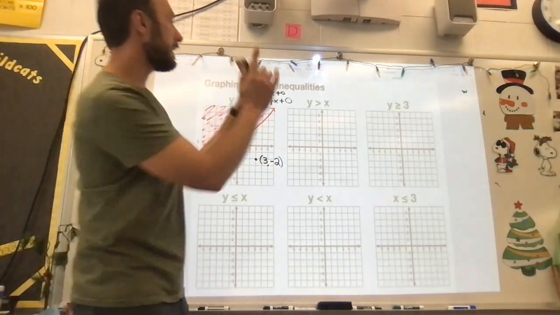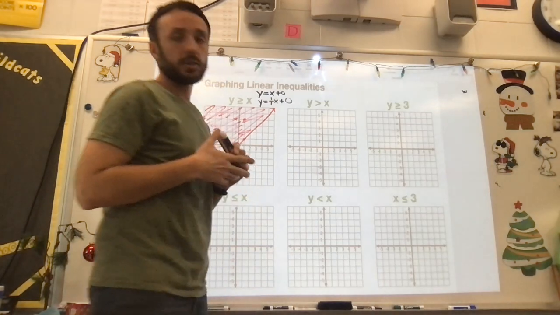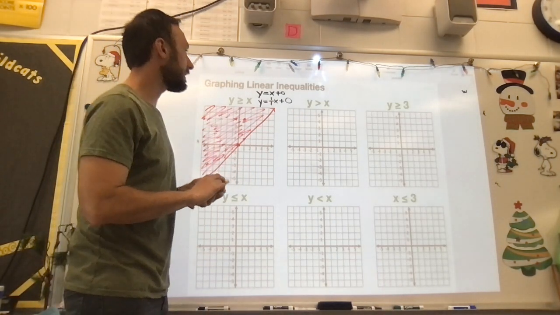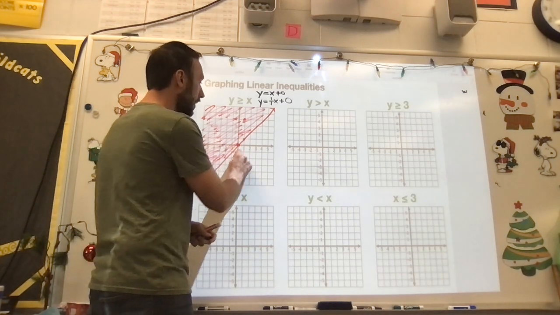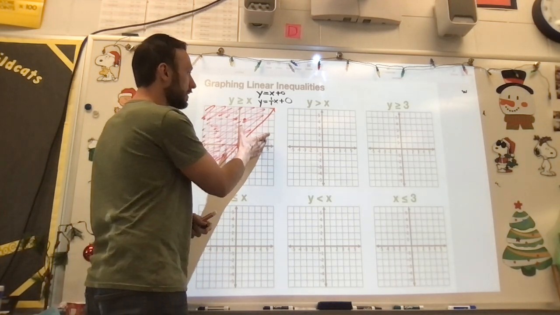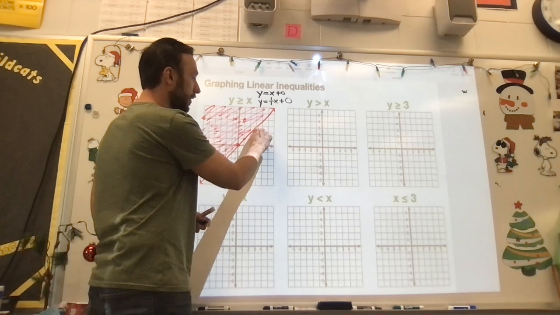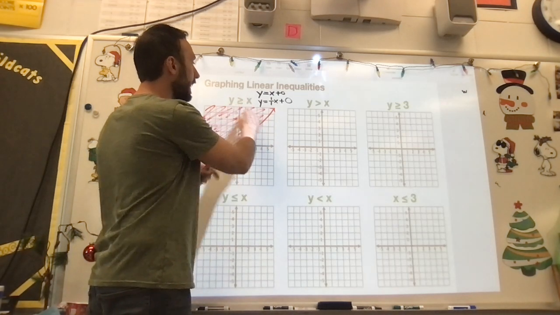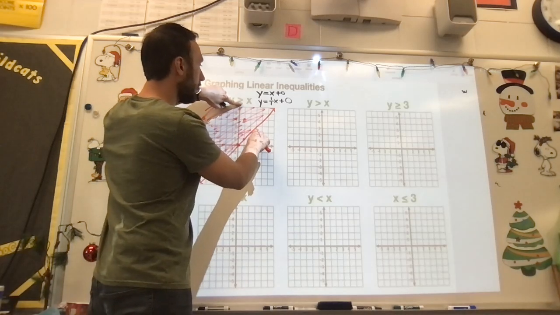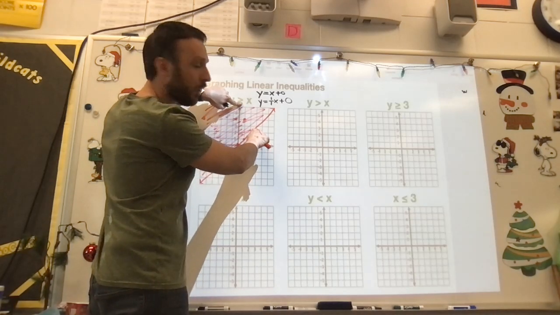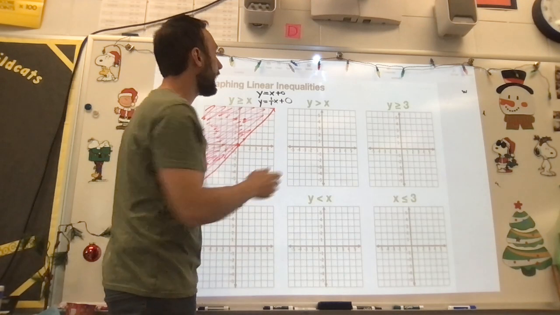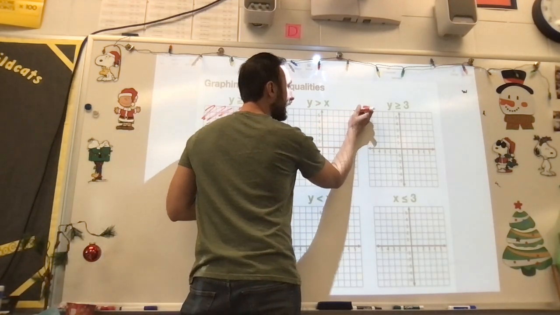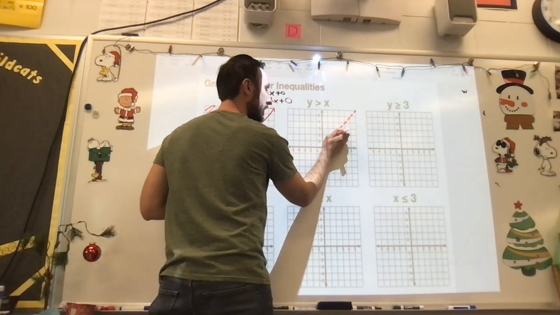Let's move on to the next one, which is y is greater than x. This one is similar, besides it actually has a difference. Here, everything on the line is part of our solution, because like I said right here, 3, 3, 3 is greater than or equal to 3. But if I got rid of this line, is 3 greater than 3? No. So it wouldn't be part of our solution set. So whenever we have a greater than sign or a less than sign, we will have a dashed line like this.